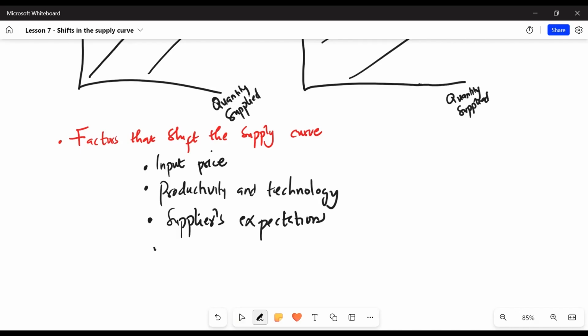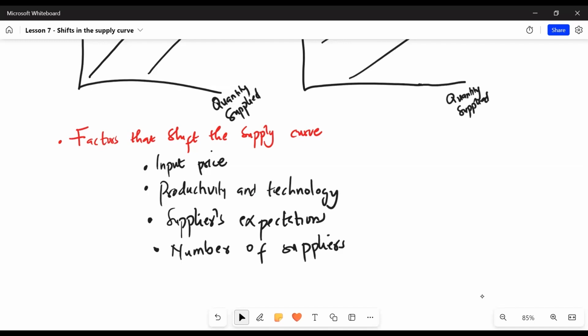The final factor that shifts the supply curve is the number of suppliers. The supply curve for any industry, such as apples in this case, includes all the sellers in the industry. A change in the number of sellers in that industry changes the quantity available at each price and thus changes supply. An increase in the number of sellers supplying a good or service shifts the supply curve to the right. A reduction in the number of sellers shifts the supply curve to the left.